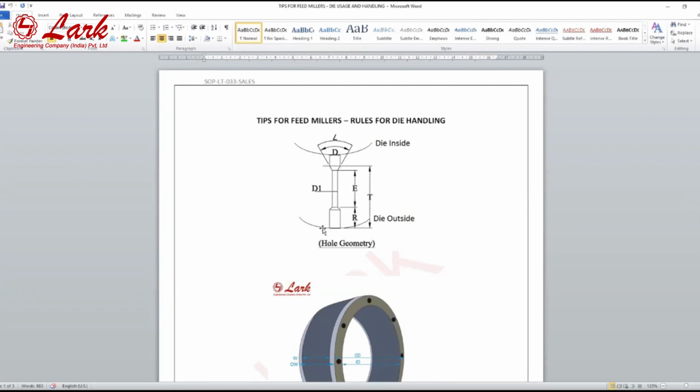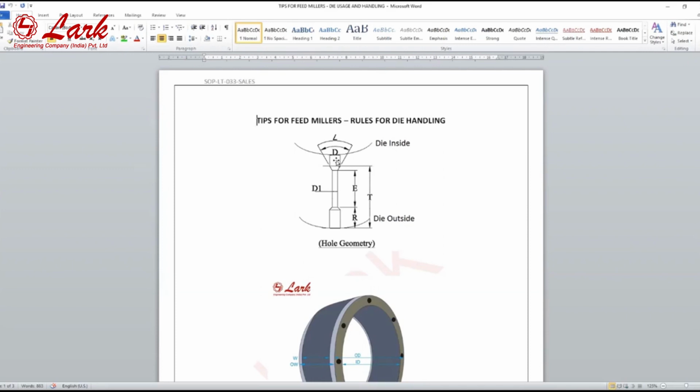If someone asks, I need a 1:15 ratio die with more hardness, then 15 into 3 is 45. 45 will be the effective working length of the 3 mm hole. The rest is relief, of 3.3. Relief dia is 0.3 mm more than the effective dia. So that is the different die nomenclature we use in the broiler feed.